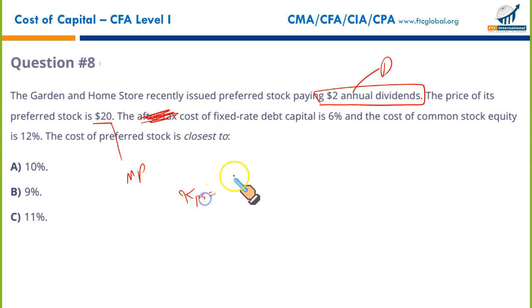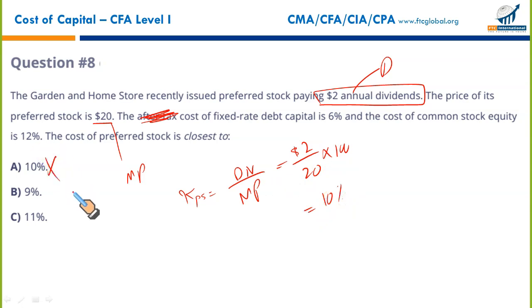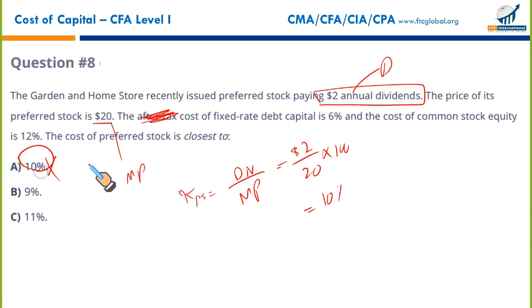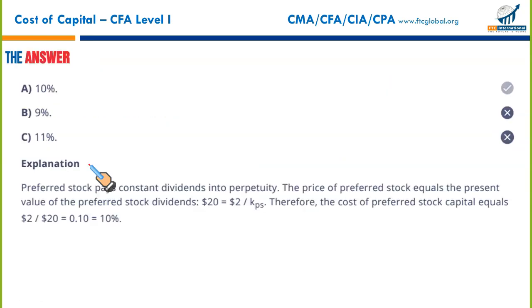So the cost of preferred stock is simply dividend upon the market price. Dividend is $2. The current market price is 20. That's 0.1, times 100 gives you 10%. No adjustment for tax. Interest is tax deductible. That's why we have to take interest after tax, just like in the previous case. So that makes A the correct option. 8 is next.